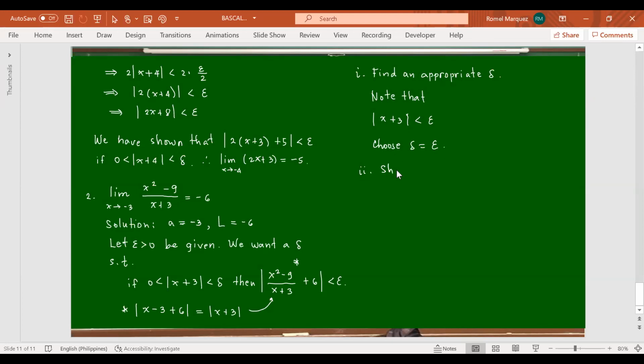Show that delta works. This is easy, no? Okay, guys, did you get that? Why did I get epsilon immediately? This is what I am supposed to use as a backward solution, but I already simplified this into absolute value of x plus 3, and it so happens that I got this already. So it means delta is epsilon.